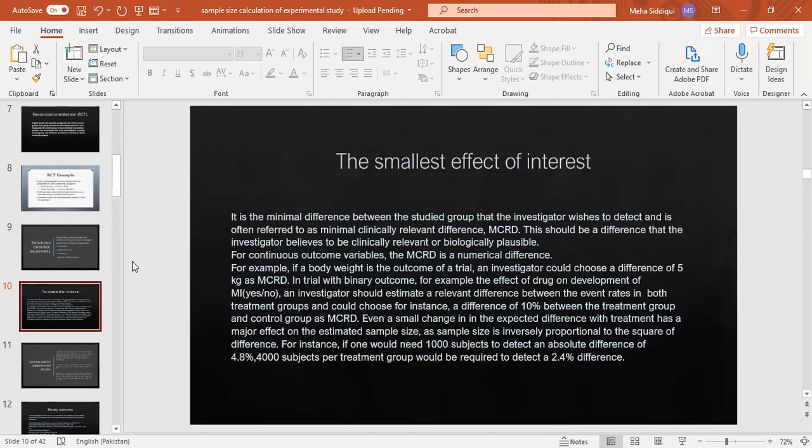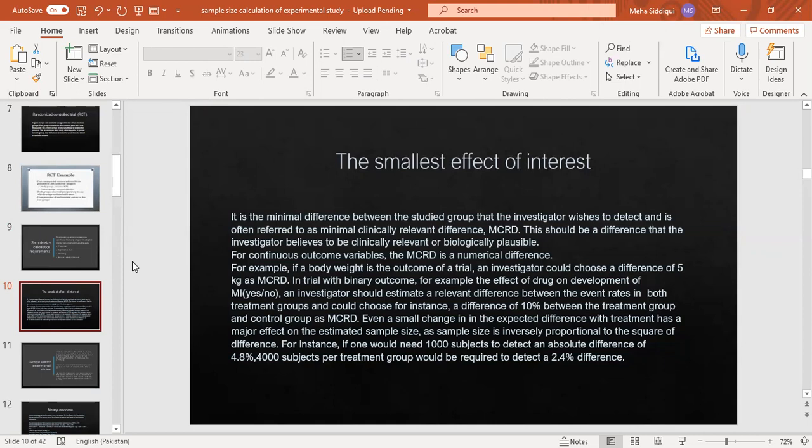It is the minimal difference between the studied groups that the investigator wishes to detect and is often referred to as minimal clinically relevant difference, or MCRD. This should be a difference that the investigator believes to be clinically relevant or biologically plausible. For continuous outcome variables, the MCRD is a numerical difference. For example, if body weight is the outcome of a trial, an investigator could choose a difference of 5 kg as the minimal clinically relevant difference.